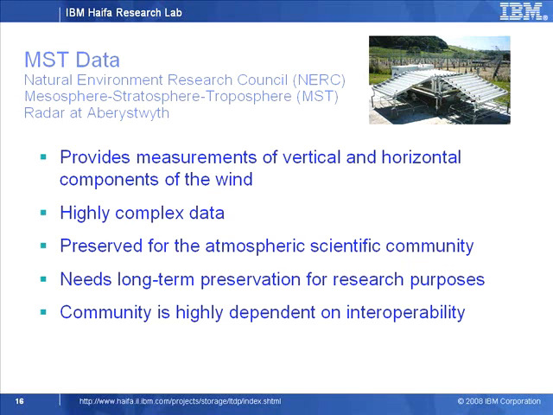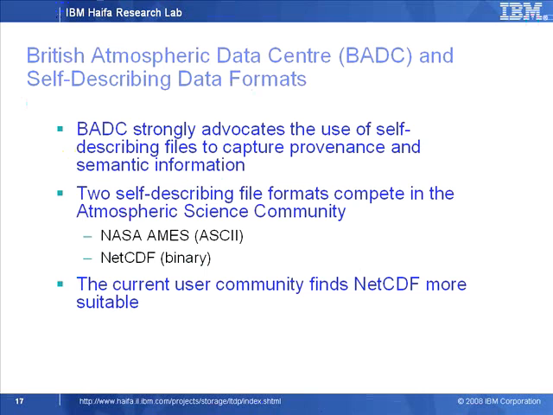It should be kept in a format that is supported by the majority of the community to enable interoperability. The British Atmospheric Data Centre recommends using a self-describing format for this complex data. Currently, two formats compete in the community: NASA AIMS, which is an ASCII format, and NetCDF, which is a binary format. The current decision is to use the NetCDF format.